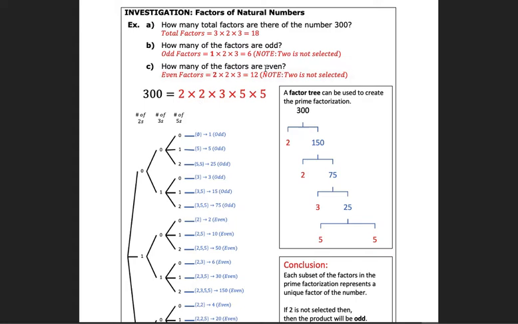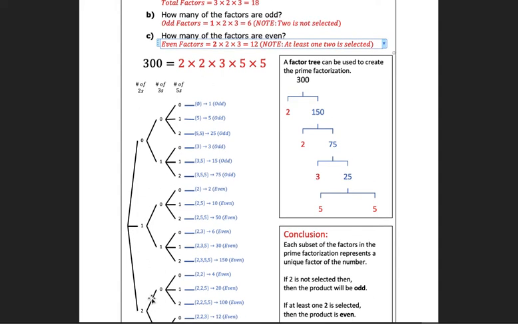And then how many of these factors are even? No 2 is selected. I believe that is wrong. If none are selected, then it's odd. That should say 2 is not selected. No, it does say that. And this should say at least 2 is selected. And that's why that can happen 2 ways, because you could select 1 or 2.